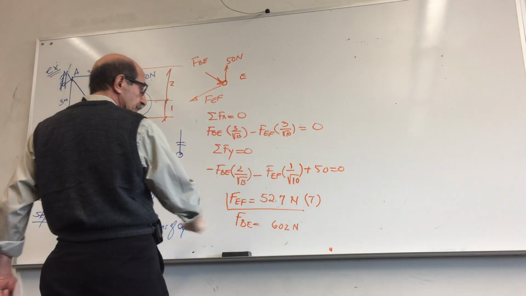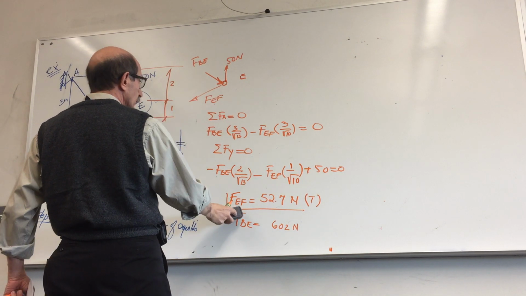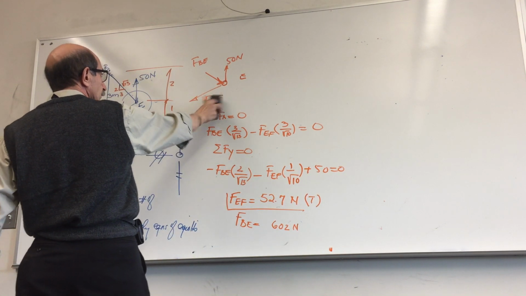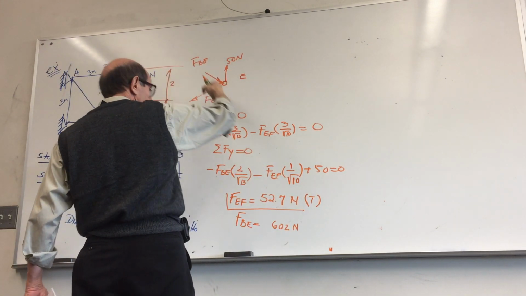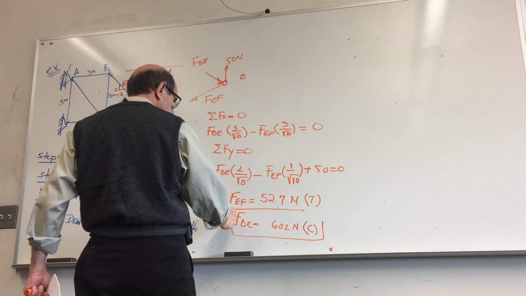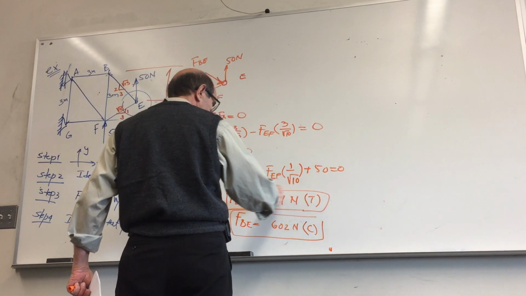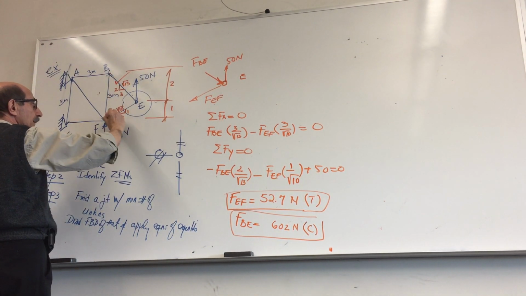So this one was in compression. I'm sorry, I drew it wrong. EF is this one, so it's going away from the joint, so this is in tension. BE is in compression. So we have this one and we have this one.